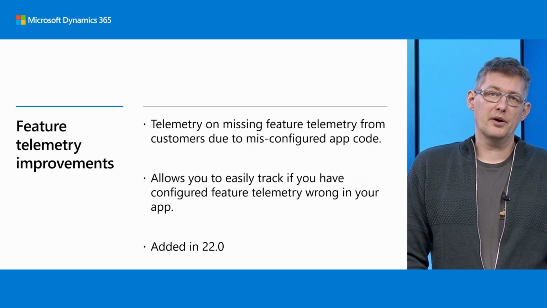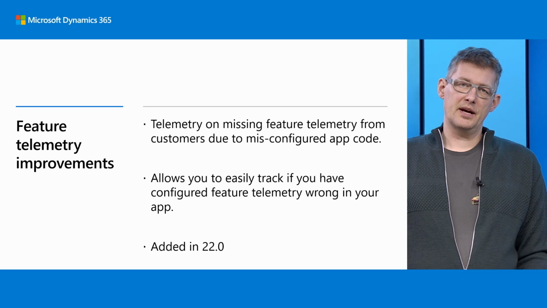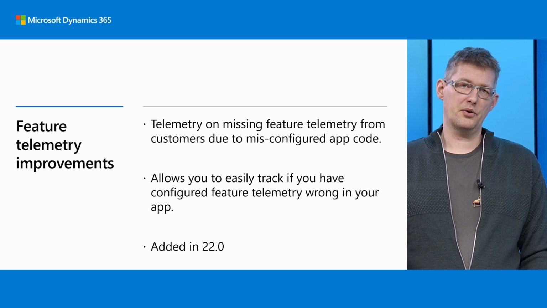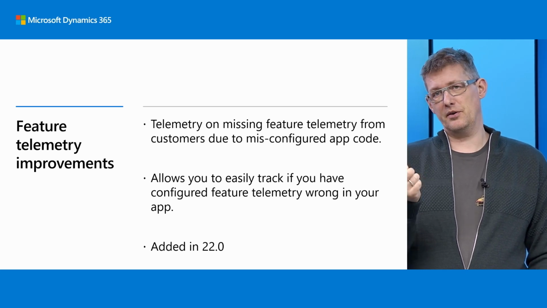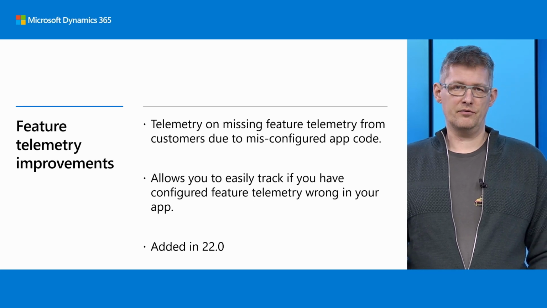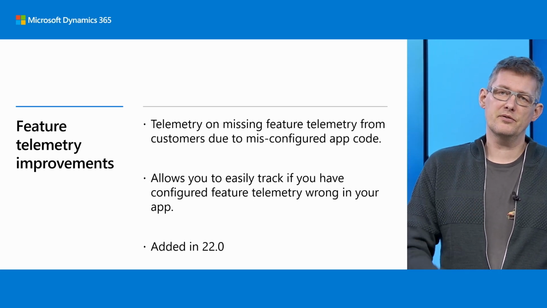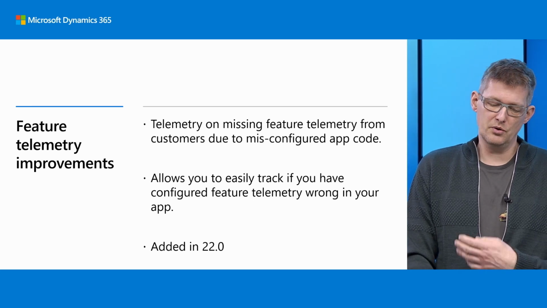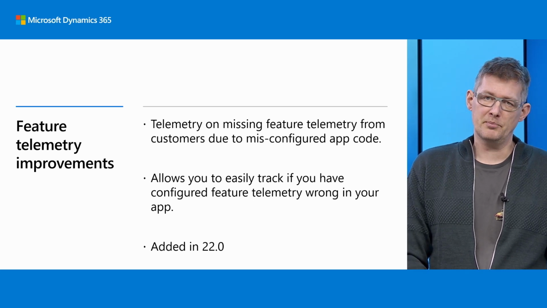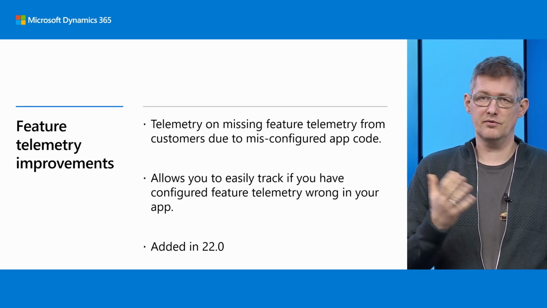Feature telemetry is a way where you as an app developer can get insights into how people use your feature, if errors occur in your feature. If you misconfigure feature telemetry, you won't get any data. You're missing out data for your users. And with this feature telemetry improvement, we make it easier for you to track whether this happens. So you can alert on that and hopefully fix that mistake in your app code so that you start getting usage and error and uptake telemetry for your features.